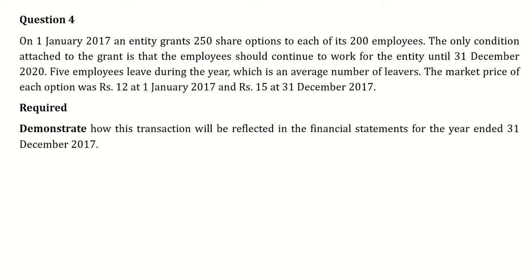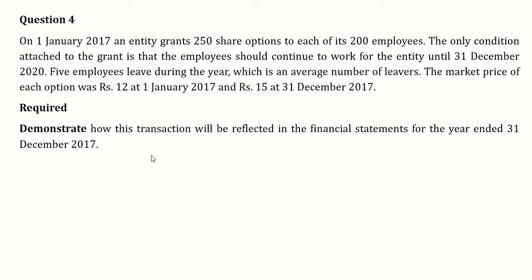5 employees leave during the year, which is the average number of leavers. The market price of each option was 12 rupees at 1st January 2017 and 15 at 31st December 2017. So here, remember, you are given two fair values, one at the beginning of the year and one at the end of the year. Why have they given those two? To make it complicated, but you know which rate to apply. You take the fair value of the equity instrument at the grant date. Demonstrate how the transaction will be reflected in the financial statements for the year ended 31st December 2017.